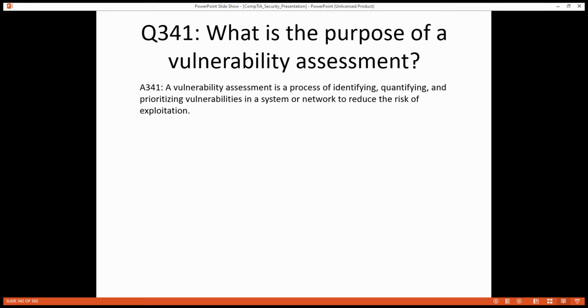Q341. What is the purpose of a vulnerability assessment? A341. A vulnerability assessment is a process of identifying, quantifying, and prioritizing vulnerabilities in a system or network to reduce the risk of exploitation.